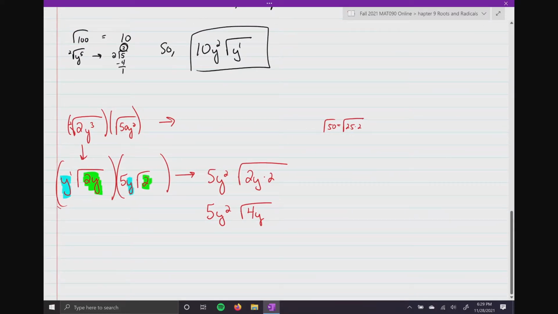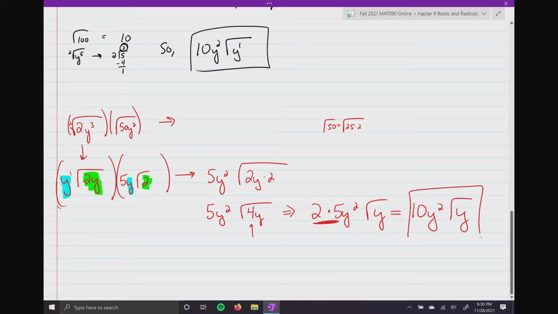I'm just zooming out here because I want to be able to see the original answer. We also know that I can simplify the square root of 4. Put the 2 out front, square root of 4 is 2, times 5y to the second times the square root of y. And if you notice, 2 times 5 equals 10y to the second times the square root of y, which is the exact same answer we have above.